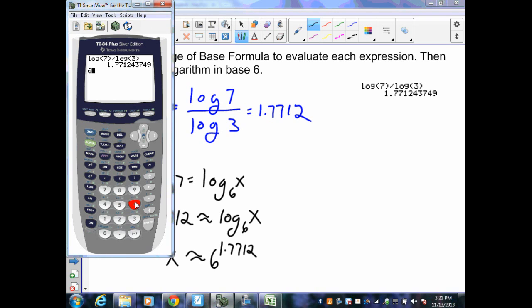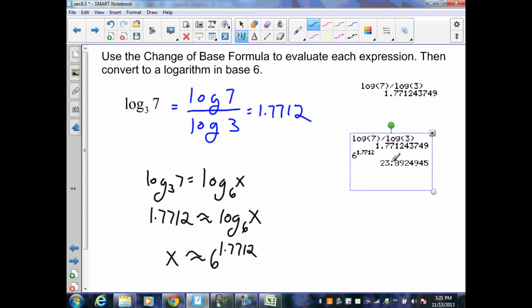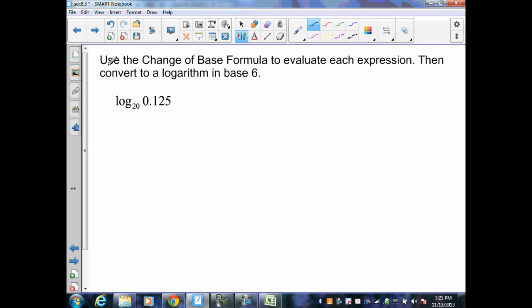Therefore, 6 to the 1.7712 exponent, and I get a value for x that approximates to 23.8925. In this example, again, I want to use the change of base formula to evaluate each expression, then convert to a logarithm in base 6.